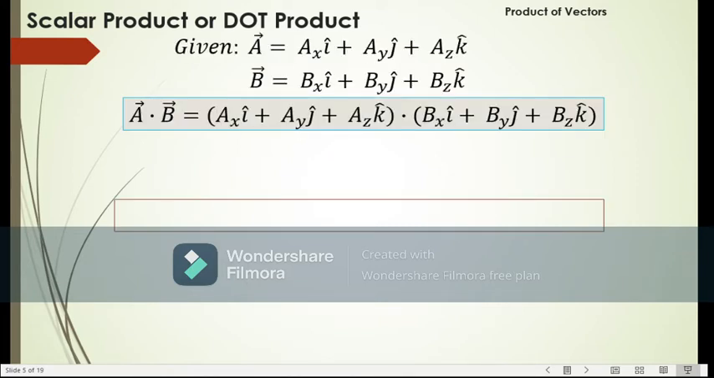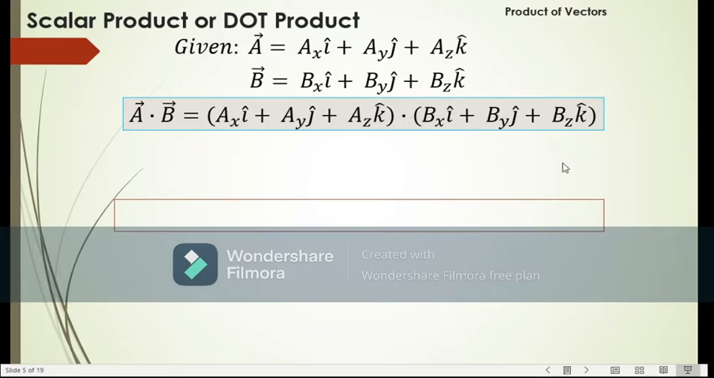So this is our example. If we are given two vectors, vector A and vector B, written using the rectangular form of a vector, our vector A is A sub x i hat plus A sub y j hat plus A sub z k hat. And our vector B is B sub x i hat plus B sub y j hat plus B sub z k hat. If we are asked to get the product of A and B using the dot product, or A dot B, it will be the vector A dot vector B.